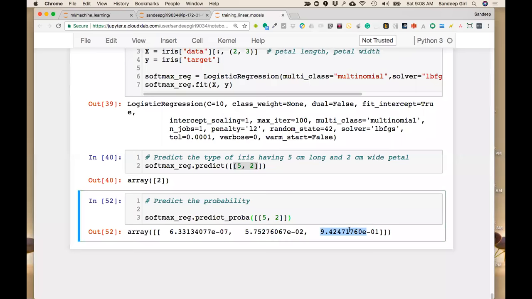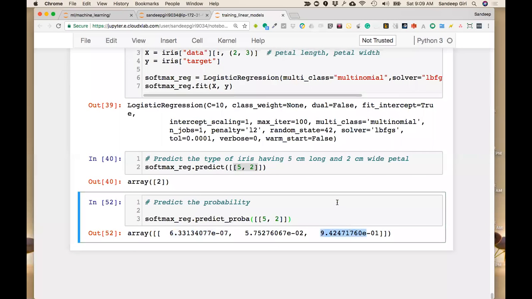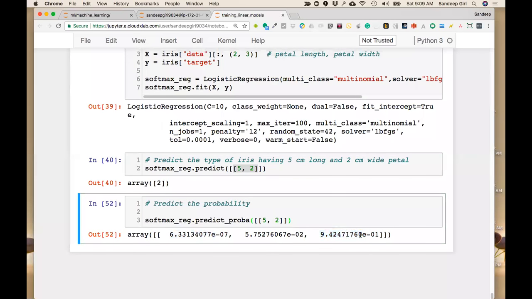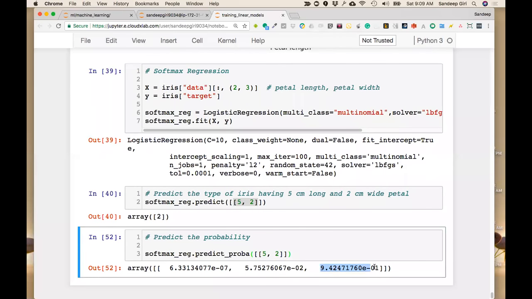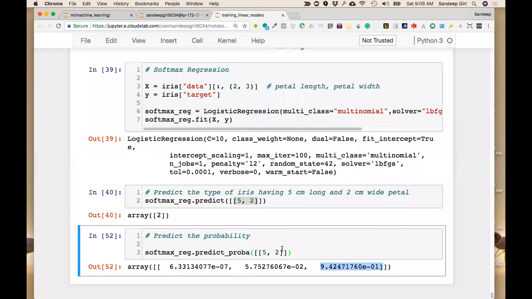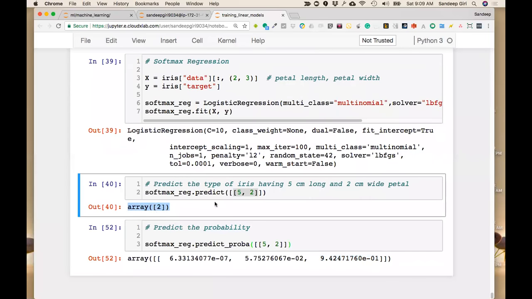And therefore this one is the highest. It is 0.9. This is 0.9, this is 0.05, and this one is 0.00006. So this one is the most probable, and hence the result is this.